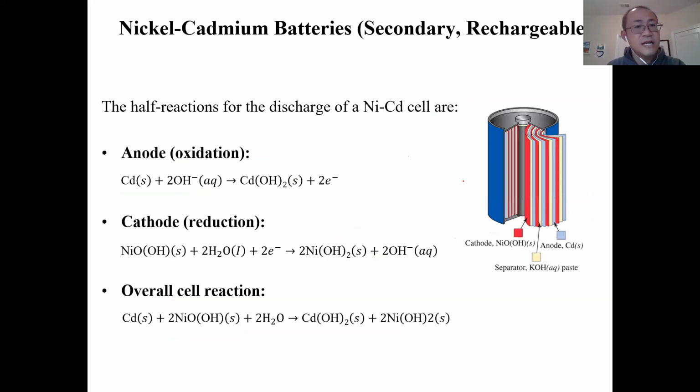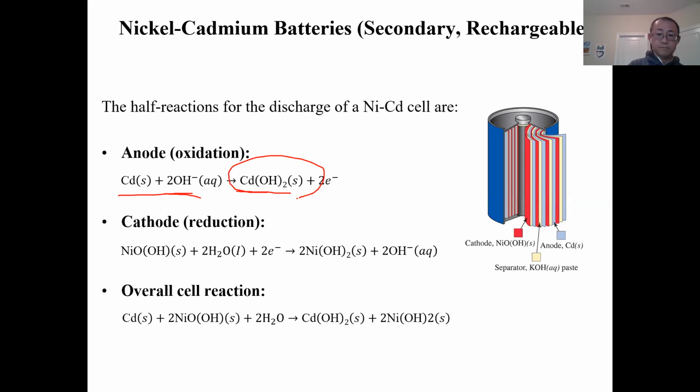Okay, next is the nickel cadmium battery. We have seen it multiple times in this class, but all the reactions shown before are actually the simplified version. Here is the complete version of the reactions for the nickel cadmium battery. For example, the cadmium loses electrons. Cadmium doesn't become a free cadmium 2+ ion. Cadmium actually combines with 2 hydroxide ions to become cadmium hydroxide.